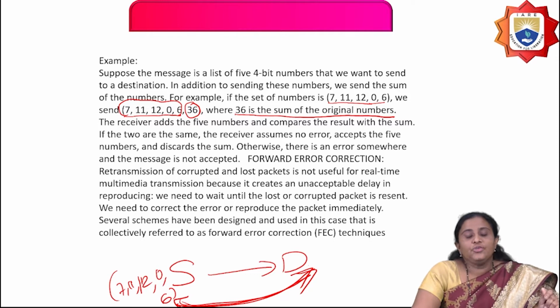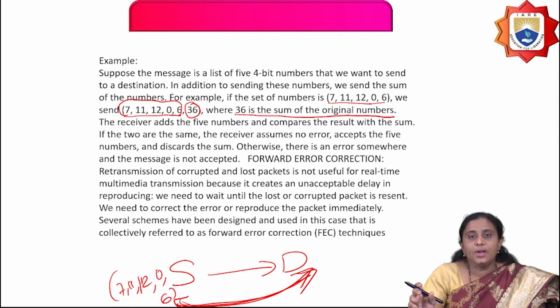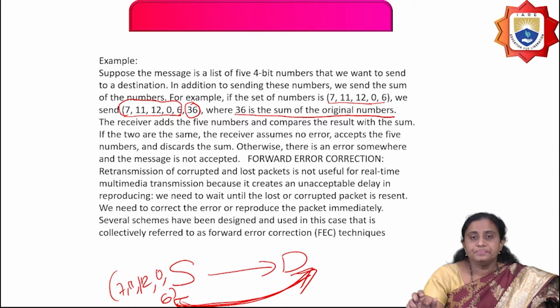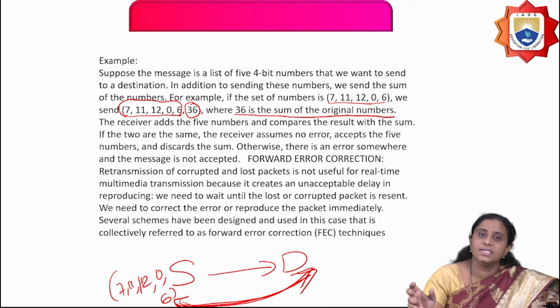Another point to define here is forward error correction. That means the retransmission of corrupted and lost packets is not useful for real-time applications. As I have already discussed in my previous topics, suppose n data bits or data frames are transmitted from one source to another destination. Meanwhile, the source node needs to count how many bits need to be transmitted from one source to the other destination.